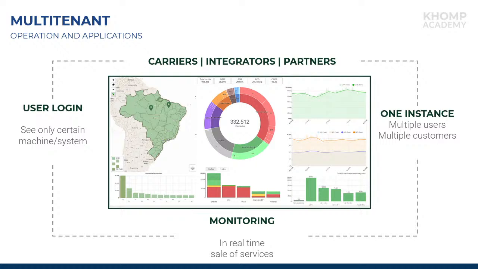So that includes carriers, integrators, partners, and you can monitor different things. And everything is going to be hosted in the same instance. So you have multiple users and multiple customers with the same instance. That helps you pay less for these services. But at the end, you can provide something that will add a lot of value to your customer: to have all this information.